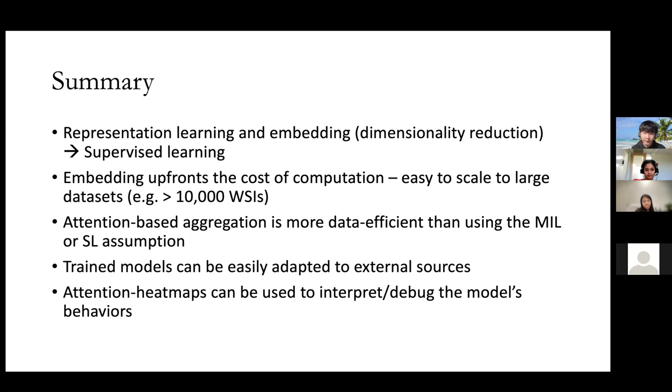But in practice, we still find that just using a pre-trained encoder is highly effective for many tasks. It's also worth mentioning that by doing embedding first, we front-load a huge portion of the computation. Once we have the low-dimensional latent space representation of the data, we no longer need the original images for training and inference. So model training and inference can be computed very quickly, and it is very easy to scale this method to tens or perhaps even hundreds of thousands of slides, which we'll provide an example of later.